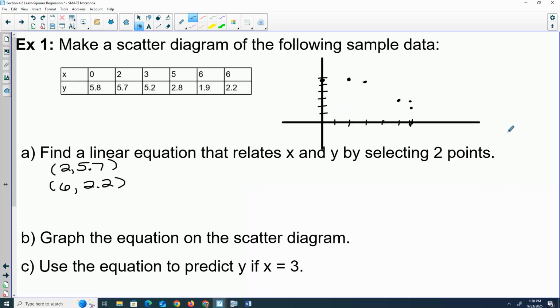Okay. Now, if I pick 2 different points, would I get the same line? No. But I'm trying to make a point here. So if I'm using 2 points, we know we have to have our slope, y2 minus y1 over x2 minus x1. So I get a slope of negative 0.875. And then plug into y equals mx plus b.